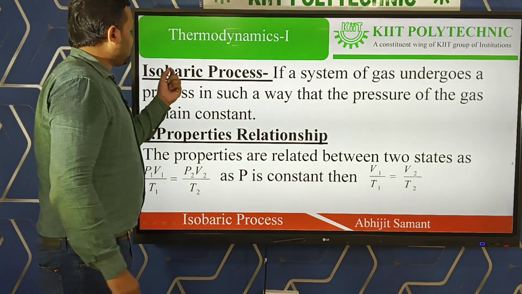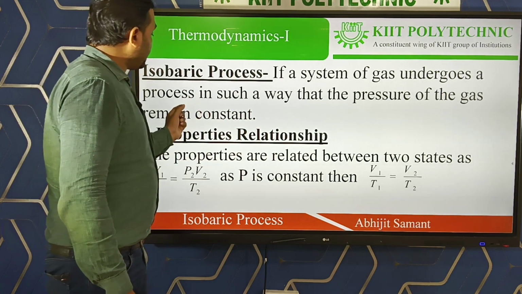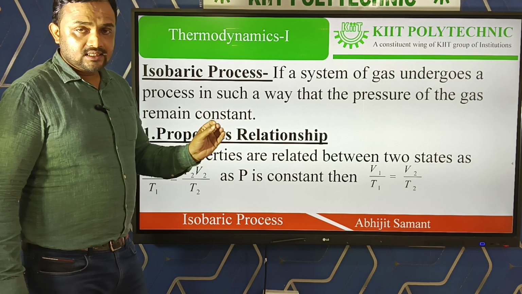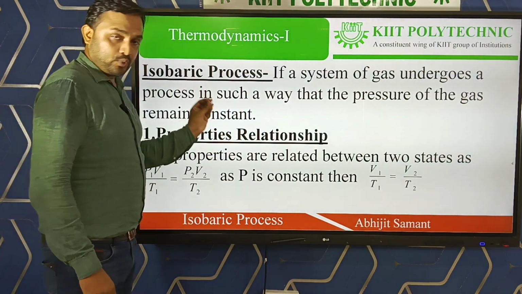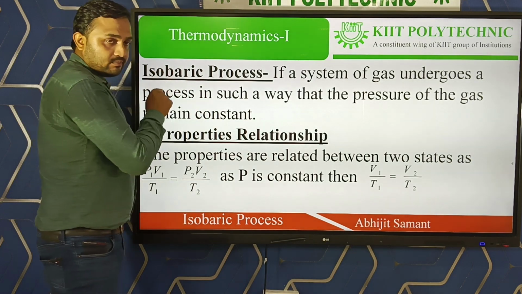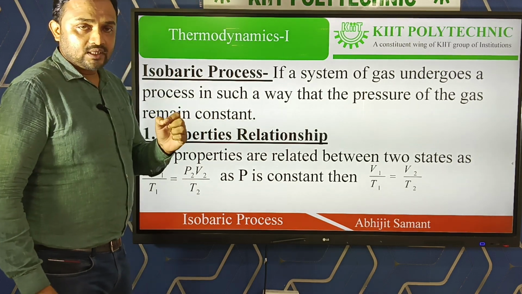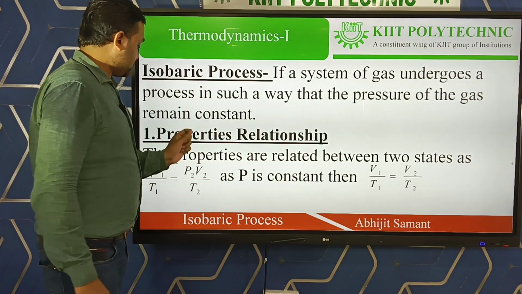First let us discuss the isobaric process. If a system of gas undergoes a process in such a way that the pressure of the gas remains constant throughout the process, this is called an isobaric process. Here iso means same, and bar is the unit of pressure. That's why this process is called an isobaric process.